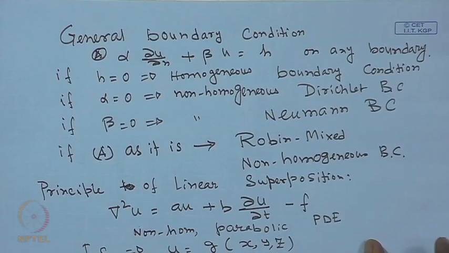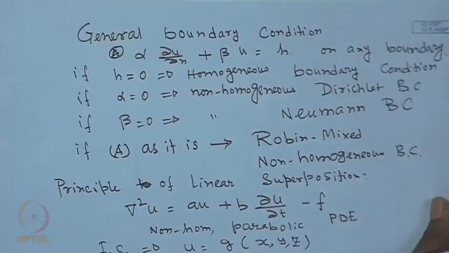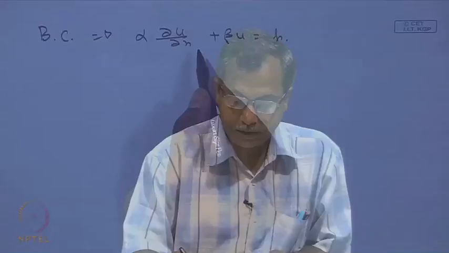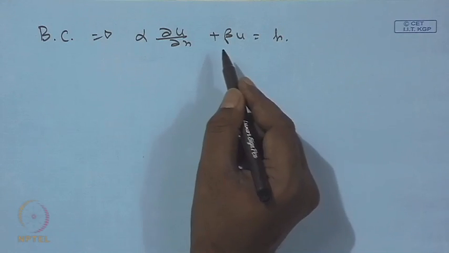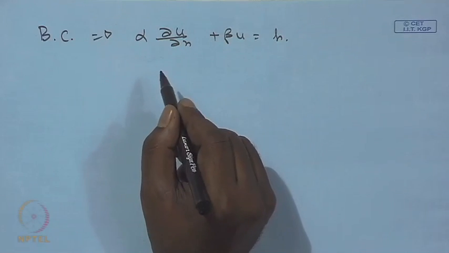It is a function of space, and the boundary condition is given as alpha del u del n plus beta u is equal to h. n is the normal direction on the boundary, whatever boundary we are talking about. So, it is basically the normal derivative with respect to the boundary.